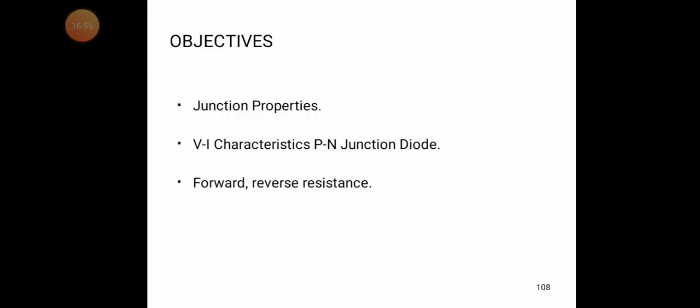So now we try to discuss what the PN junction diode properties are. We try to discuss the junction properties and VI characteristics of the PN junction diode, and forward and reverse resistance.